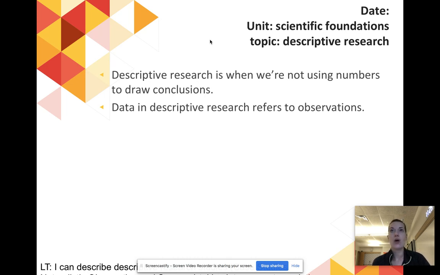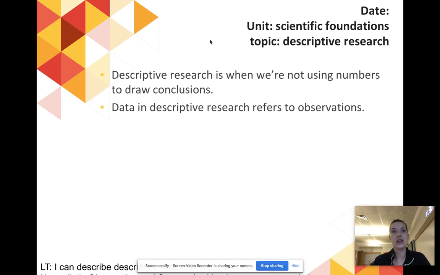Okay, so basically descriptive research means that we're not using numbers to figure stuff out. So we are not looking at correlation. We're not looking at the amount of people who do or don't do a thing. We're not looking at test scores, things like that. So in descriptive research, when we say data, that means observations. So I'll give you an example of that.